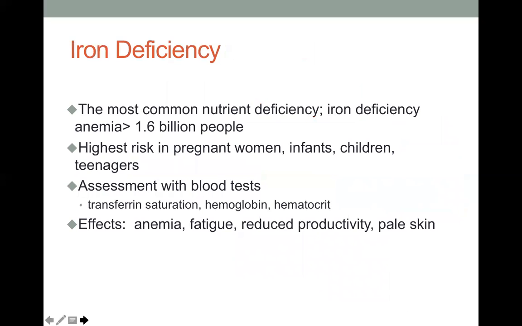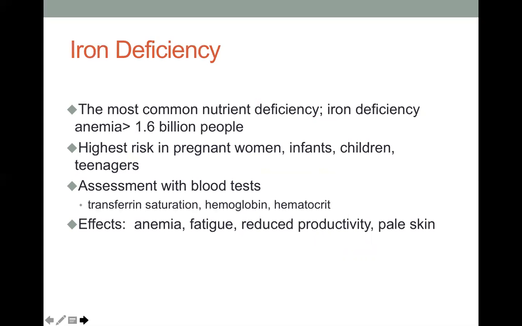Iron deficiency is the most common nutrient deficiency worldwide and one of the leading causes of death worldwide. It affects 1.6 billion people. I expect that those numbers have possibly changed slightly. In the United States, it affects approximately 10% of people on average. However, certain populations have higher prevalence of iron deficiency. Women, young girls, females in general have higher rates of iron deficiency due to the menstrual cycle.